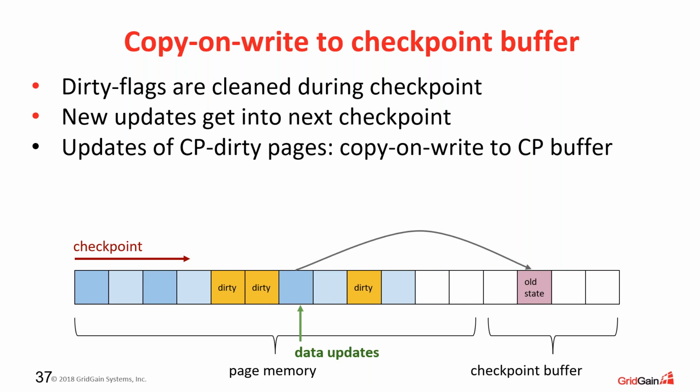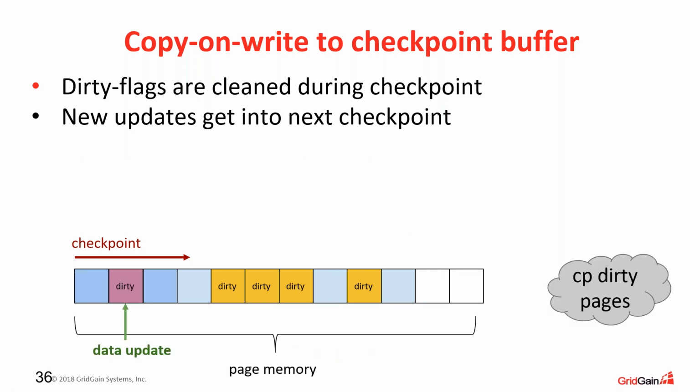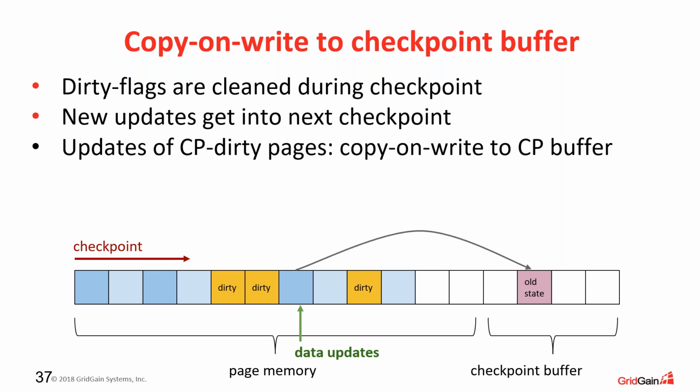The other problem is concurrent updates. User transaction may update a page, for example, this one, and this page is not written yet to the checkpoint. To resolve the problem, we perform copy on write. We have allocated a separate buffer for such pages. It's called a checkpoint buffer. And by the way, you can even configure its size.